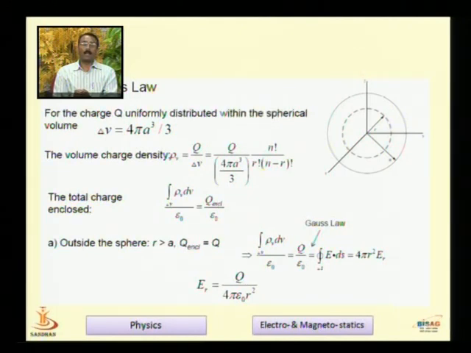So if you are outside the sphere, suppose R is greater than A, that means we are sitting outside the sphere. So then electric field is given by, you can see this last equation that gives the electric field. So it is Q divided by 4 pi epsilon 0 R square. So it is same as, suppose instead of sphere the whole charge is concentrated at the origin, then the same equation one could have written.